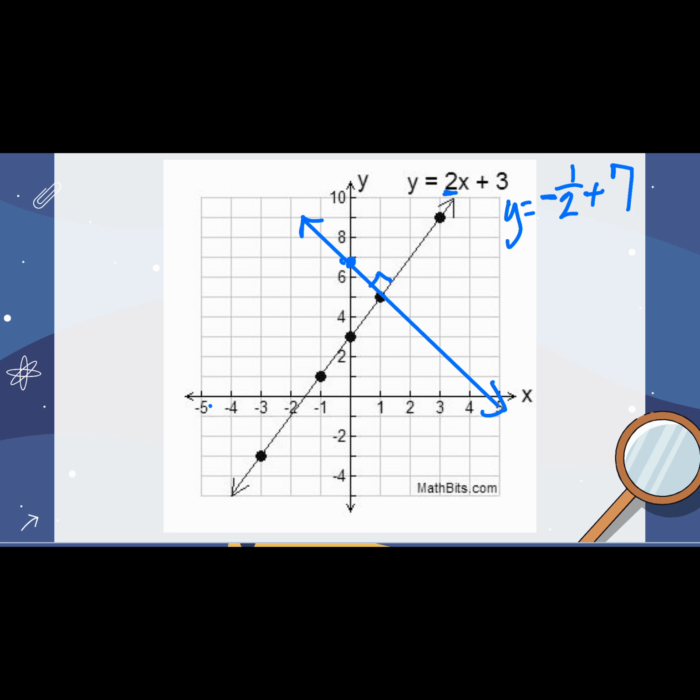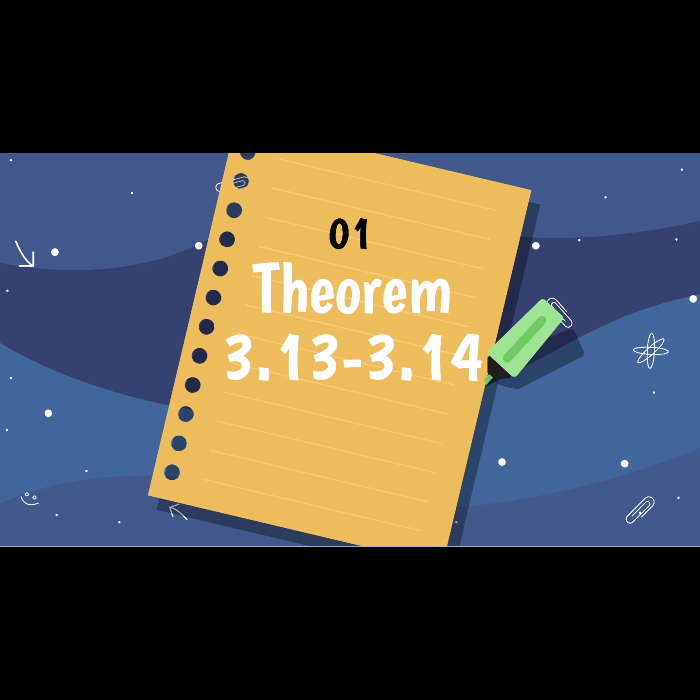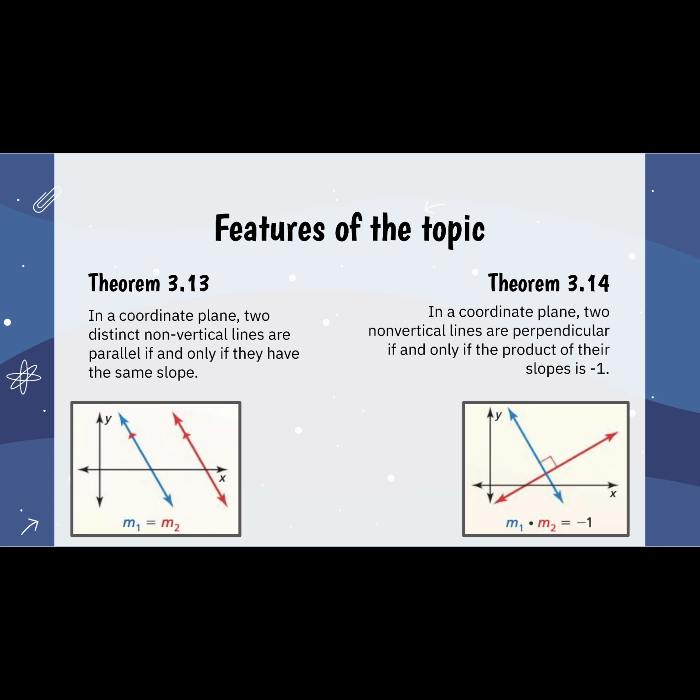So if we were going to put that into theorems, you knew they were coming, Sawyer, this is what you would want to make sure that you write down. Theorem 3.13. It says in a coordinate plane, so on a graph, two distinct non-vertical lines, so two lines, are parallel if and only if they have the same slope. So the only way that we can know the two lines are parallel is if they have the same slope. That's all that that's getting at. That's the only way.